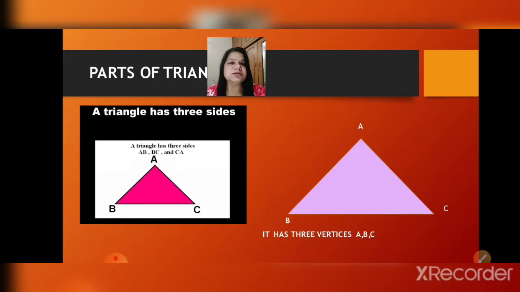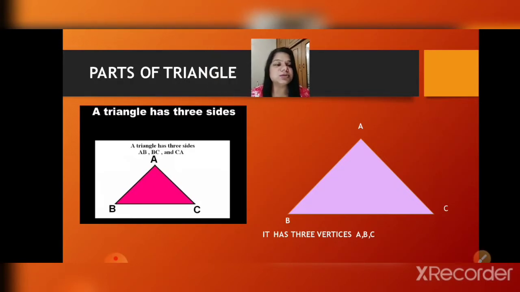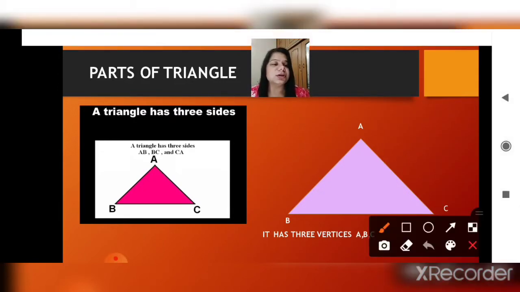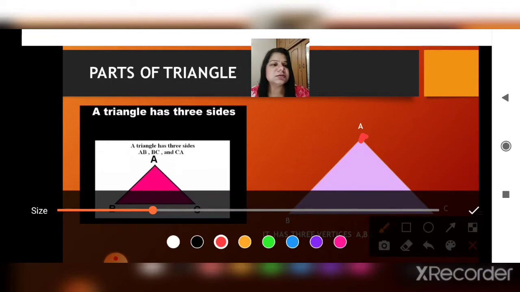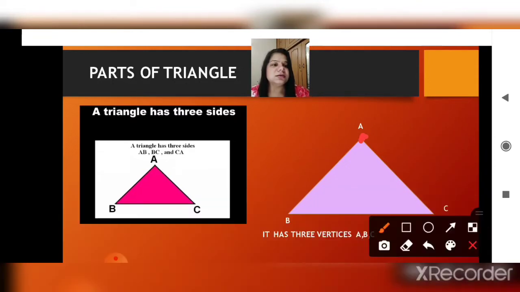Now next is what are the different parts of a triangle. So a triangle has three sides, as we have seen right now only. A triangle has always three sides, and a triangle has three vertices also. What are the three vertices of the triangle? You can see this is the vertex A, and here is the vertex B, and this is the vertex C.